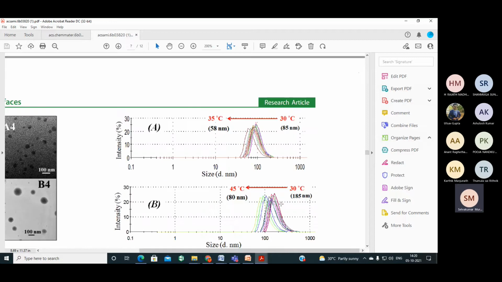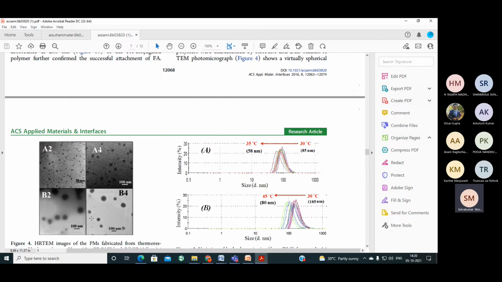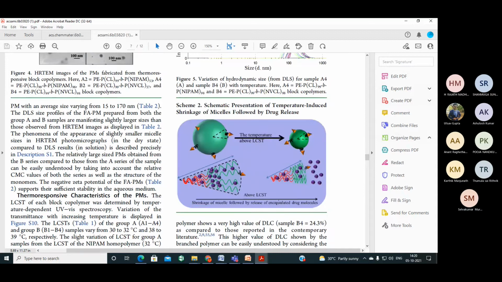You load the drug at 30 degrees Celsius, and then if you change the temperature during the releasing time, the structure will start to collapse. That's the reason why the particle size, or the hydrodynamic diameter, is getting reduced to 8 nanometers. Once the particle is affected, the morphology, the drug, whatever was encapsulated, will start to release. Okay. Yeah, this was the case.